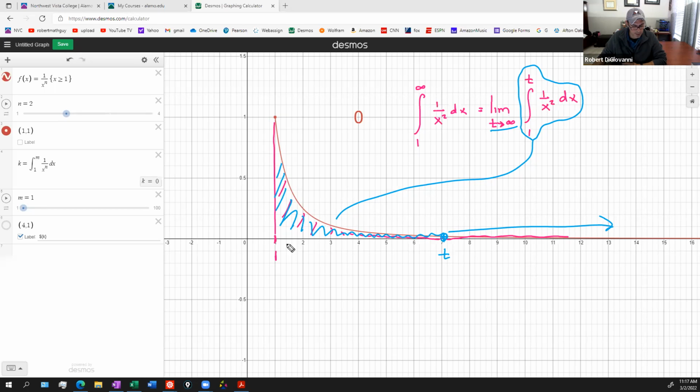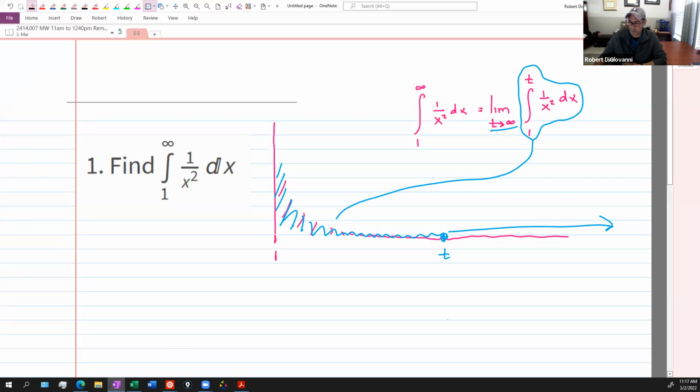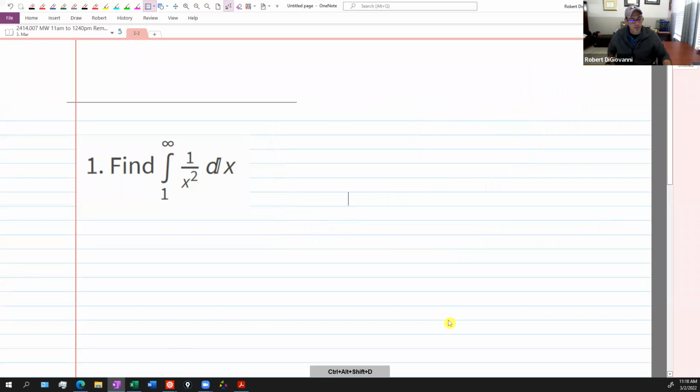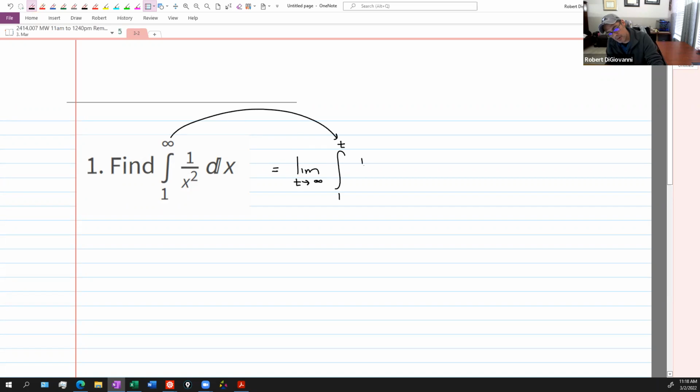All right, let's get to the work, okay? So first thing I'm going to do, I'm going to realize that this is an improper integral, right? That I have an infinite interval because I'm going from 1 to infinity. So I'm going to automatically convert this into a limit as t goes to infinity. I'm going to replace the upper limit of integration, infinity, with t. And then I'm going to do 1 over x squared dx.